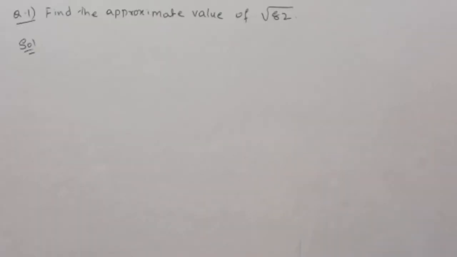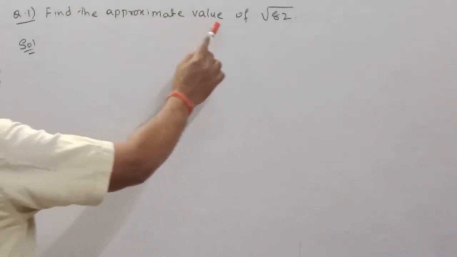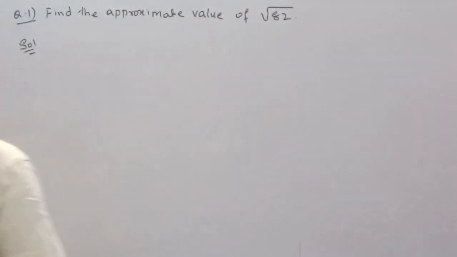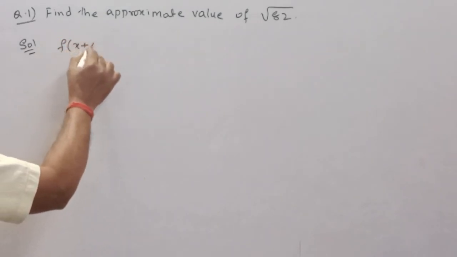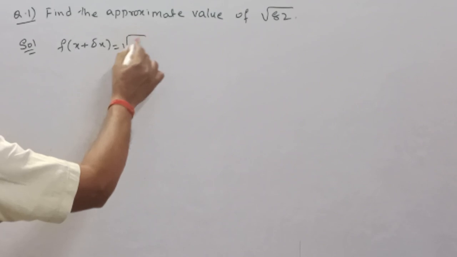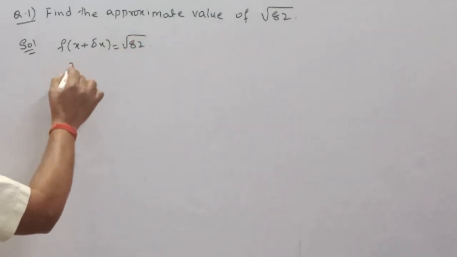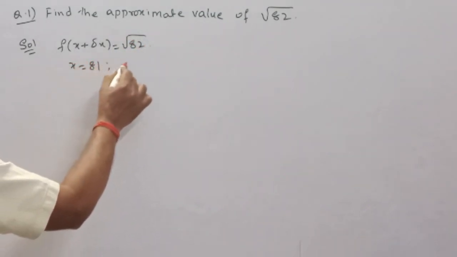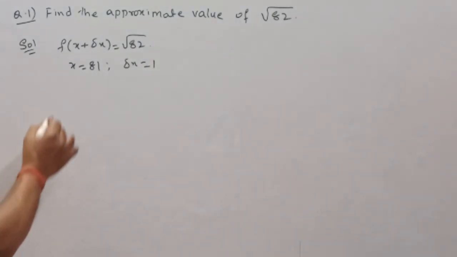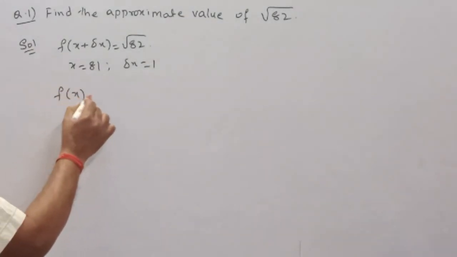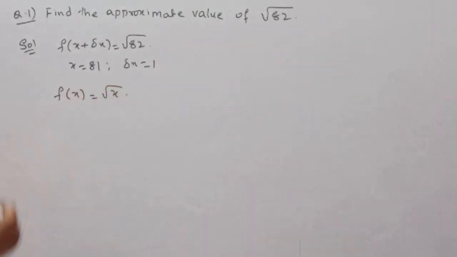Here we have one more problem from applications of derivatives. Find the approximate value of root 82. Here we are given f of x plus delta x is equal to root 82, x is equal to 81, and delta x is equal to 1. Here f of x is equal to what? f of x is equal to root x.